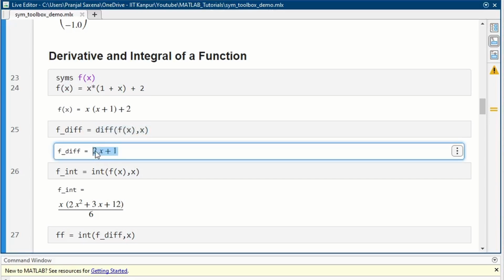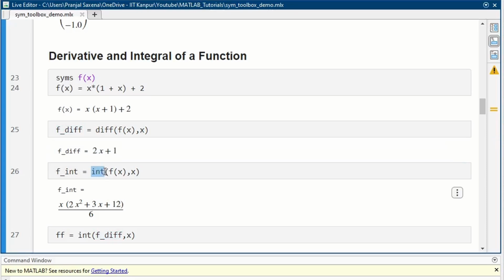This is the answer that you'll be getting, 2x plus 1. You can do the hand calculations and verify. Very easy. Now we go to integral. For integration, we use this int command, f of x with respect to x. So this is an indefinite integral. Sometimes it can happen that the indefinite integral is not possible. Then it will return the same function. So here, integrating f of x with respect to x, we will get this.